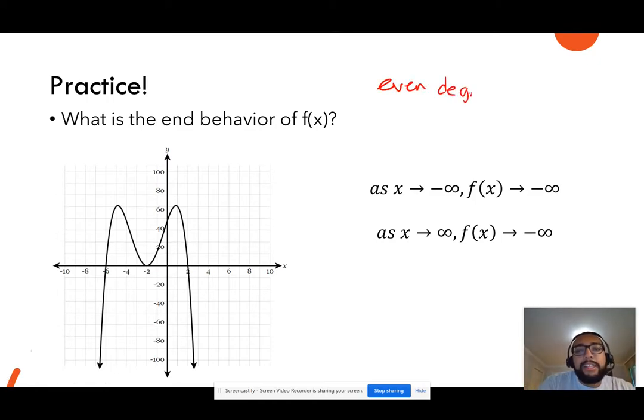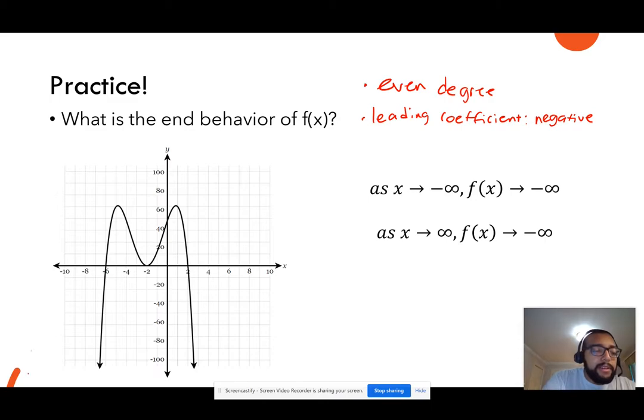And remember, when I say degree, I'm going to refer to the highest degree of my polynomial, whatever that is. The highest degree is an even number. And then here, since they're both going in the same direction, that means we have an even degree. But since they're both going down, that means the leading coefficient is, yes, negative. Now, those were graphs, and those are kind of easy to see.